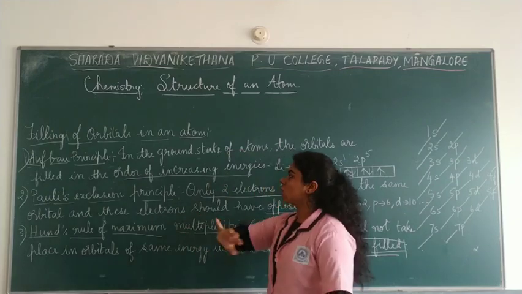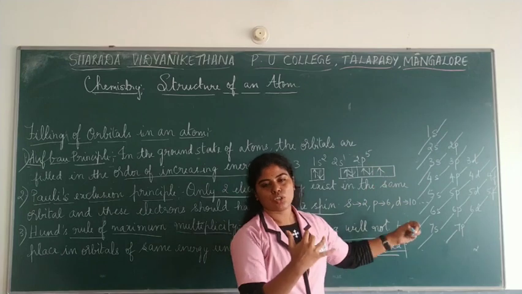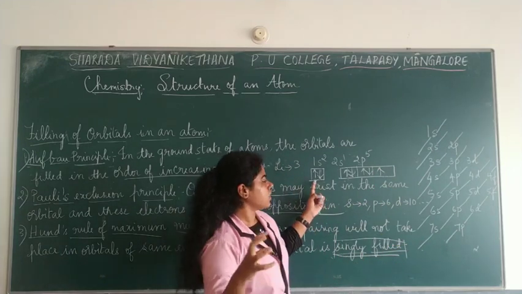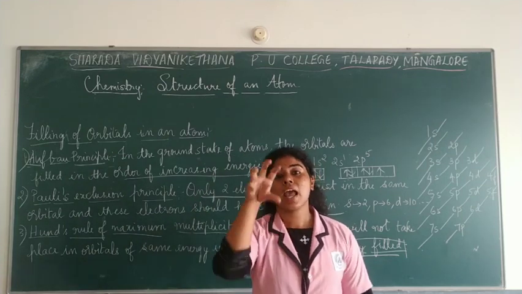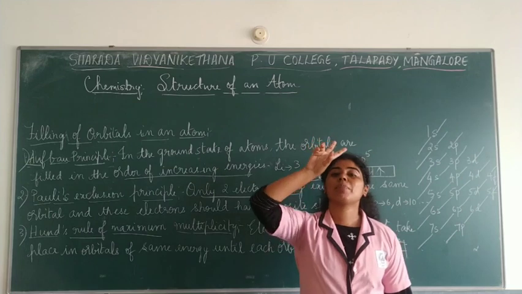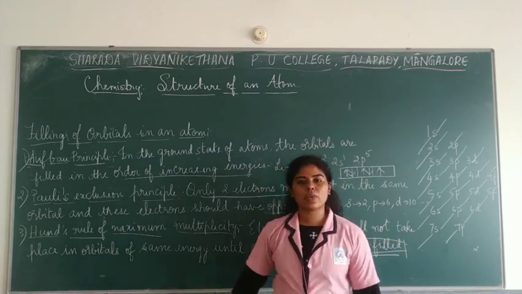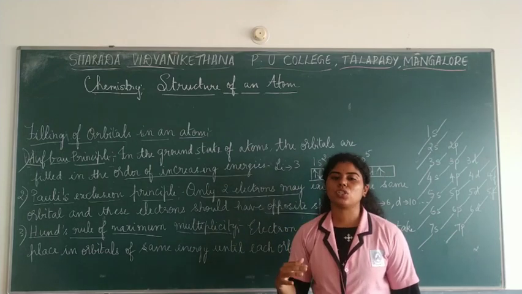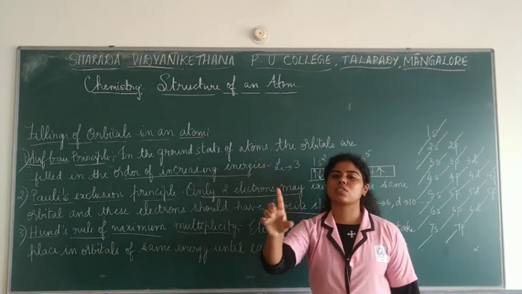Once again, let me conclude. First, you have the Aufbau principle, which says that the energy levels should go in increasing order. That's how you write the shells and then subshells. Then you have Pauli's exclusion principle, wherein he says in one particular orbital there can be 2 electrons possible with opposite spins. And the last one says that whenever you fill orbitals of the same energy, you fill one electron first and then you start pairing.